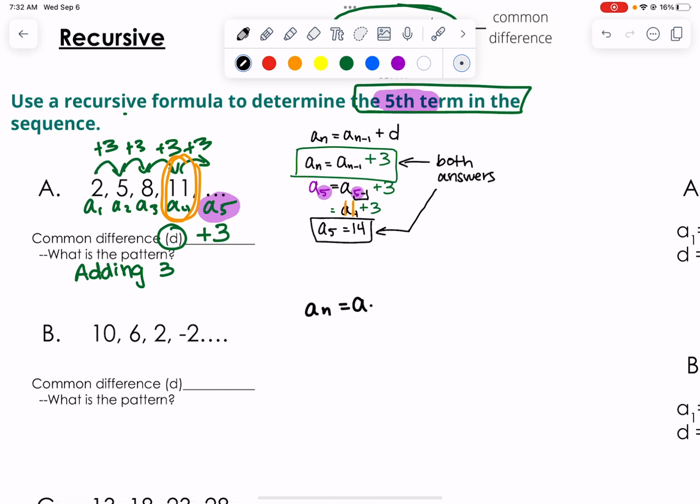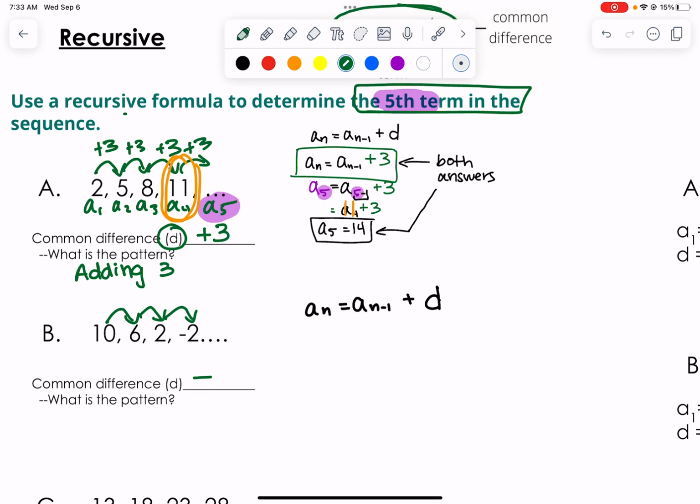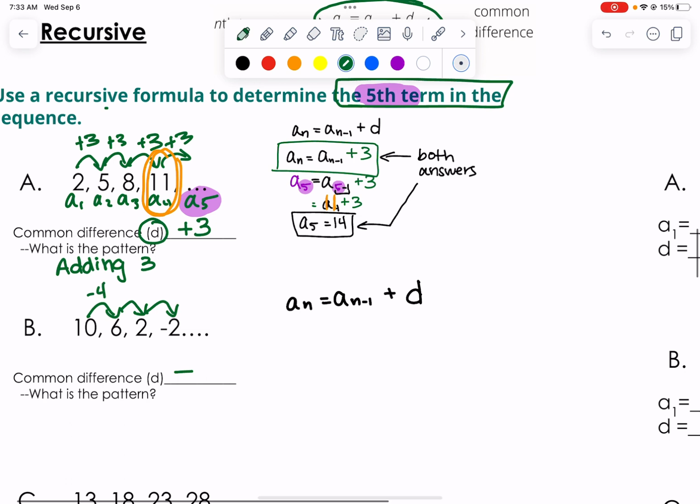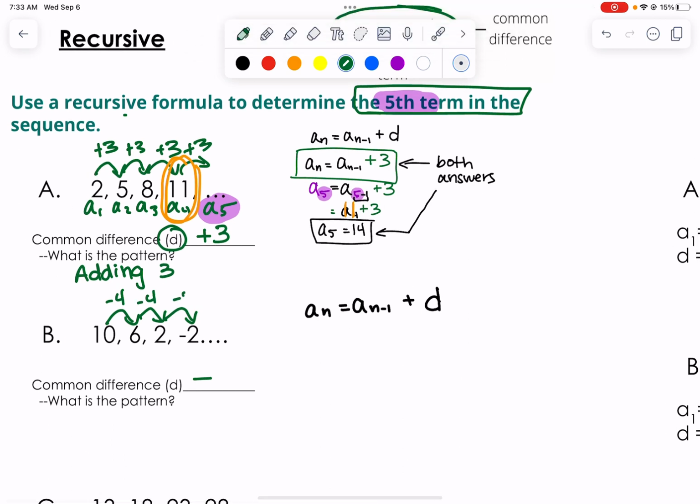AN equals AN minus 1 plus D. Can't write the letter D. So then we have 10 to 6, 6 to 2, 2 to negative 2. Right here, numbers are getting smaller, so we're going to be subtracting. I know that. So we have 10 to 6, that's minus 4. 6 to 2, that's minus 4. So our pattern is minus 4.